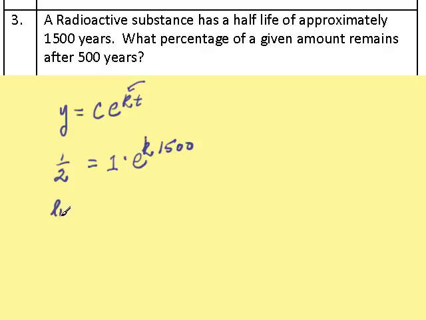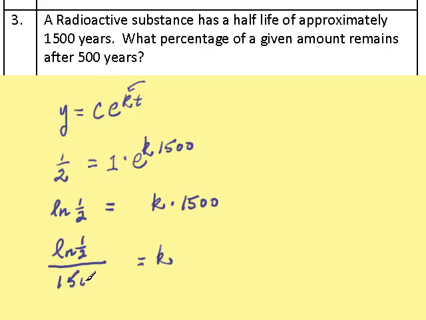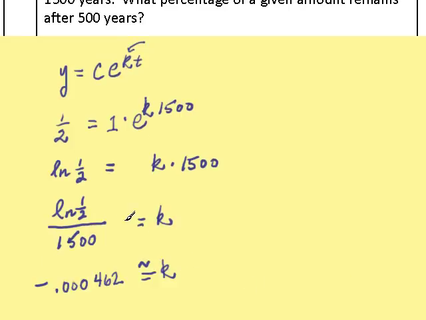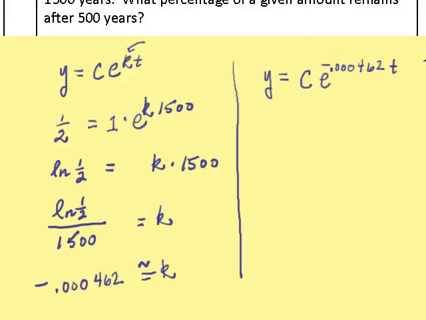So just take the log of both sides. And here we have k times 1,500 on the right-hand side. So we get k is equal to the log of 1/2 divided by 1,500. And let's just approximate what this is. Using the calculator, we get that k is approximately this number. Okay, so I've rewritten the exponential function, replacing k with the approximation that we found.